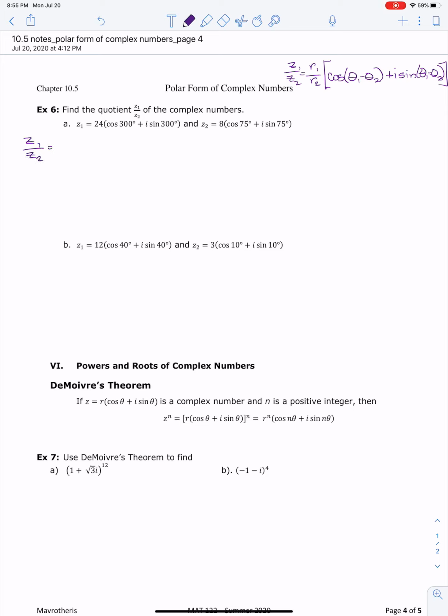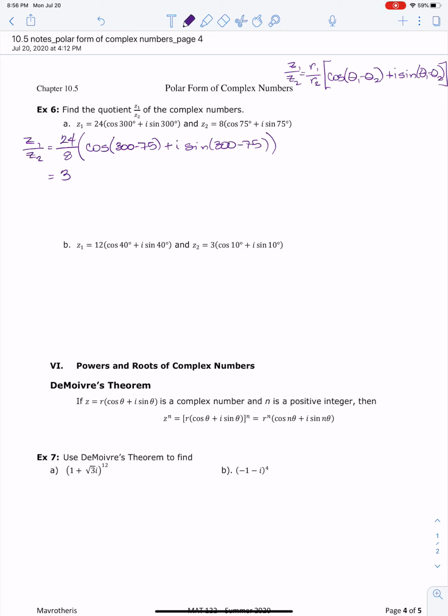z sub 1 divided by z sub 2 is going to be our r sub 1, which is 24, divided by our r sub 2, which is 8, times the cosine of 300 minus 75 plus i times the sine of 300 minus 75. So here's the thing. I could come up with the cosine and sine of 300 and rewrite this in polar form. I can't find the cosine and sine of 75 without using either a sum or difference formula, which feels like a whole lot of work at this point.